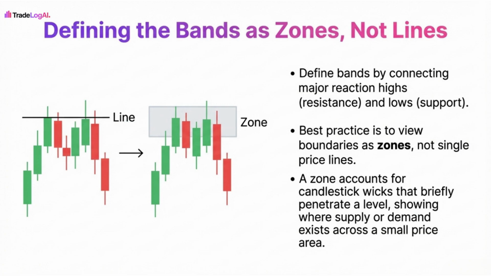Professional range traders don't use a single thin line. They use zones. You define bands by connecting the major reaction highs for resistance and reaction lows for support. A zone matters because candles have wicks. Price can briefly pierce a level and still respect it. Zones capture that reality and prevent you from labeling every tiny overshoot as a breakout. If you want fewer false signals, stop drawing perfect lines and start defining realistic areas.